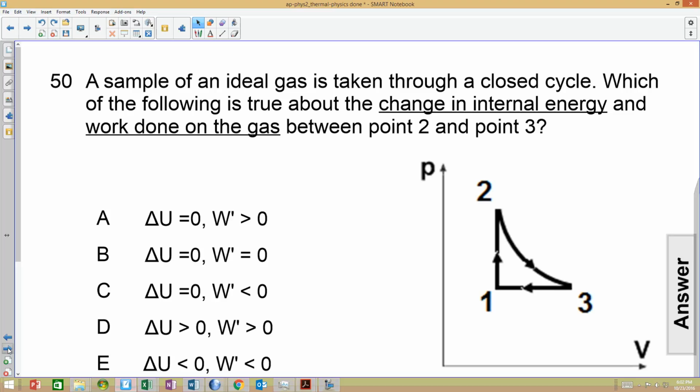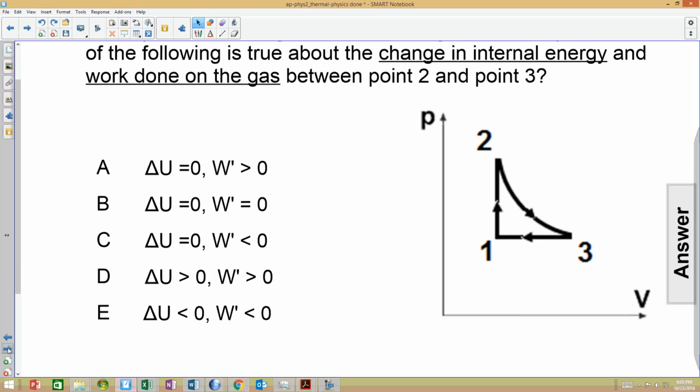A sample of an ideal gas is taken through a closed loop. Which of the following is true about the change in internal energy and work done on the gas between points 2 and 3? A, the change in internal energy is 0. The work done by the external pressure is greater than 0. B, the change in internal energy is 0. The work done by the external pressure is 0.